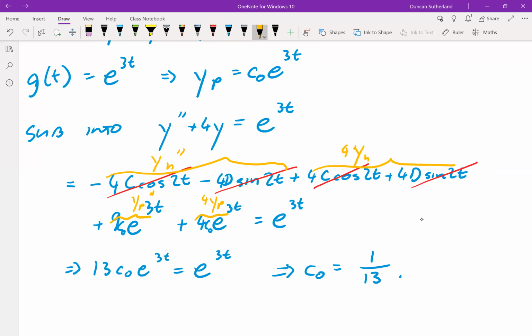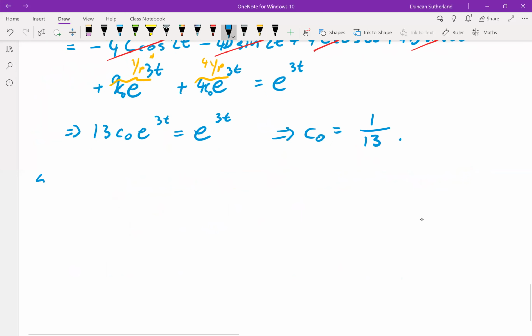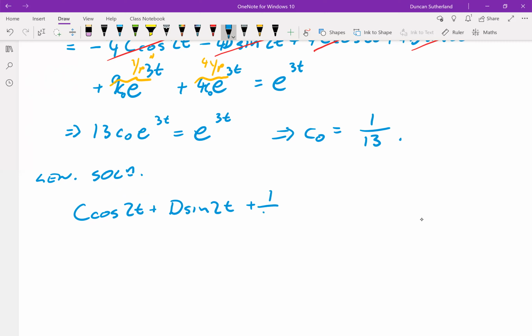Right, so now we can construct our general solution to the inhomogeneous problem. All right, and if we had initial conditions, this would be the moment that we substitute them in. But we don't have them, so the best we can do is this general solution.